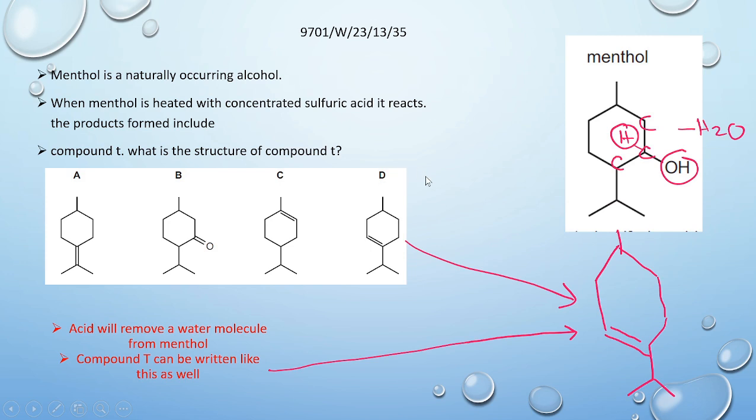Now this is an important question. Menthol, which is an alcohol, when it is heated with concentrated sulfuric acid, you already know that a water molecule will be released. So what is the structure of the compound T? The acid will remove a water molecule from menthol, right? Compound T can be written like this as well. So it means the answer will be D. And here I also put how the water molecule will be formed.